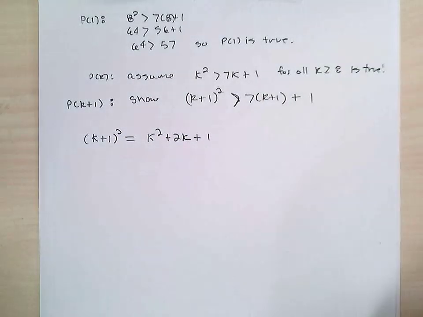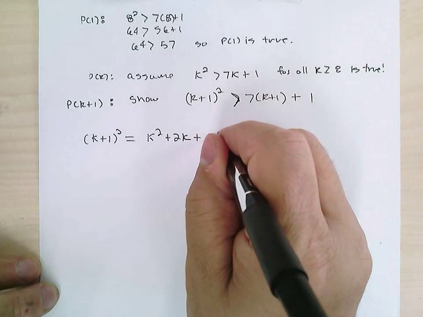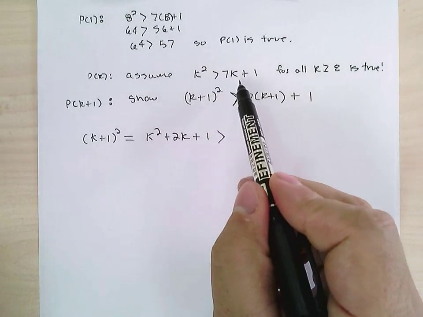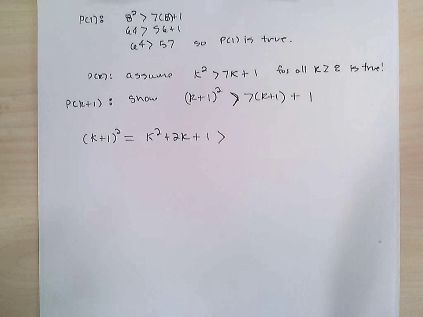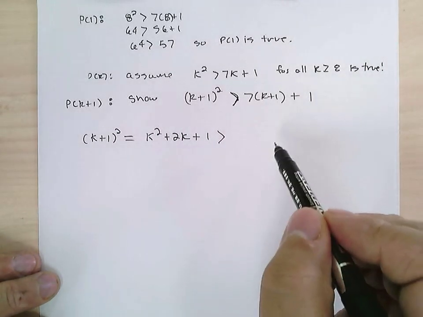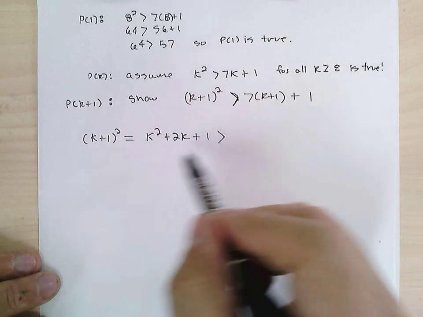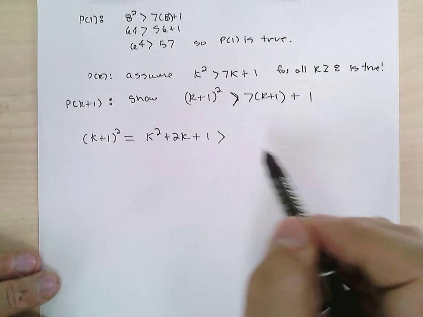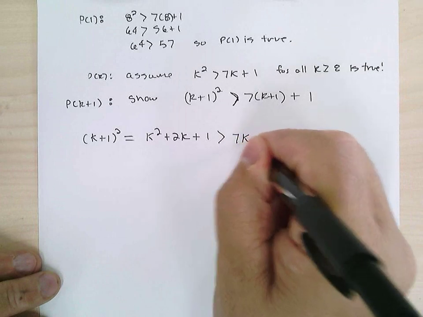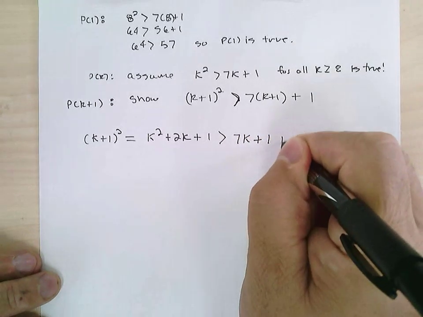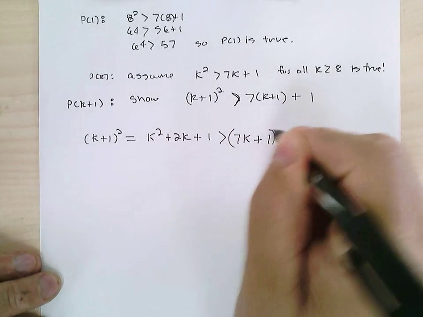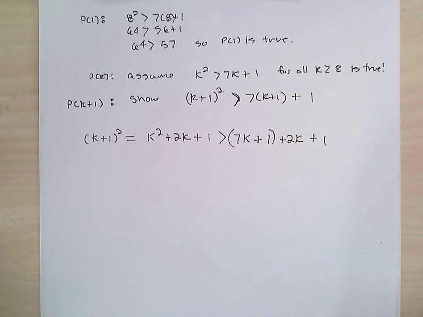Now here's where I can use my assumption, right? I can set up another inequality over here, because k squared is definitely greater than 7k plus 1. I know that to be true, right? So if I substitute it and write it to the right here, I'm going to put something that's smaller in to the right, so this guy is definitely greater. So it's going to be 7k plus 1 plus 2k plus 1. So I plugged in my k squared with 7k plus 1.